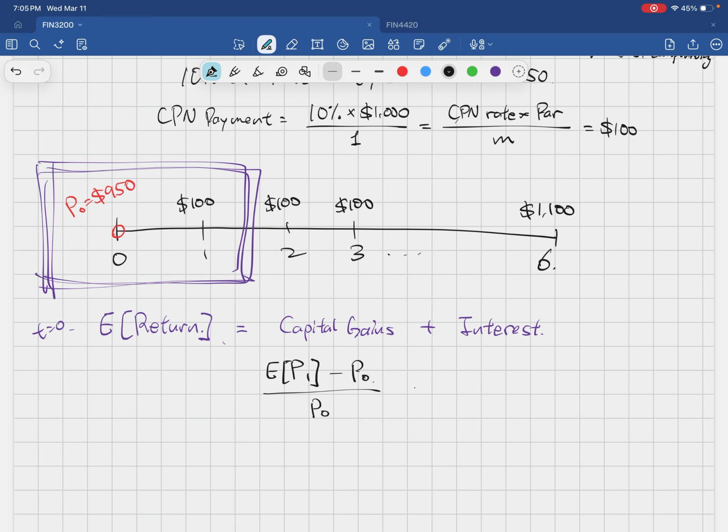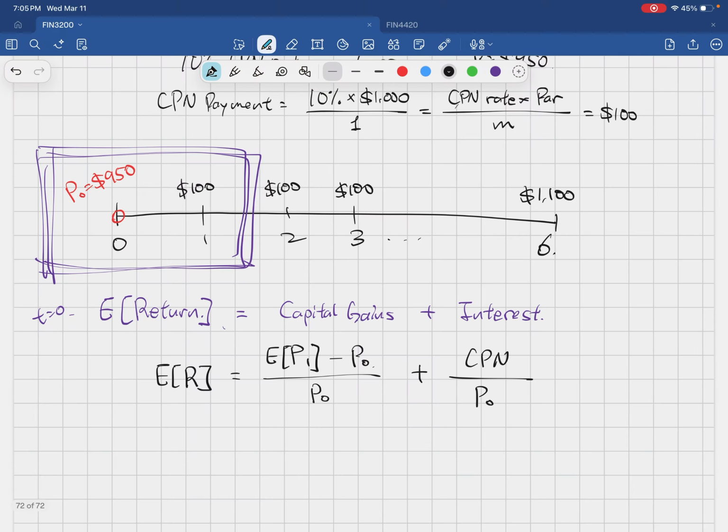We also have an interest component because we have a coupon-paying bond. The interest is the coupon payment. We know it's $100, and we're paying $950 to get that interest payment. So the expected return of your plan is this, mathematically.